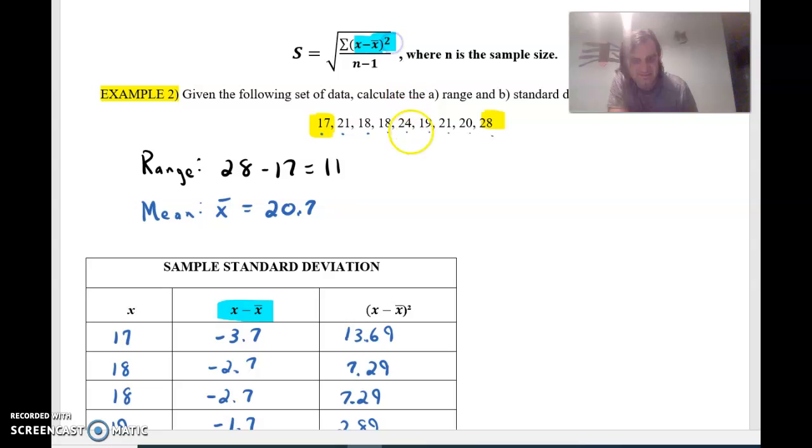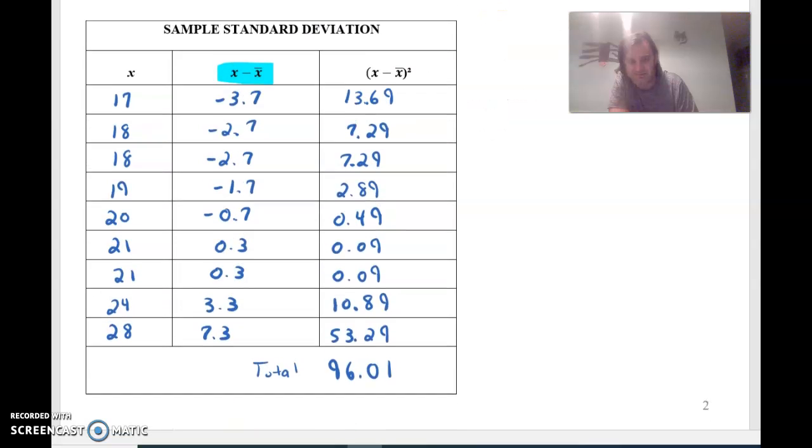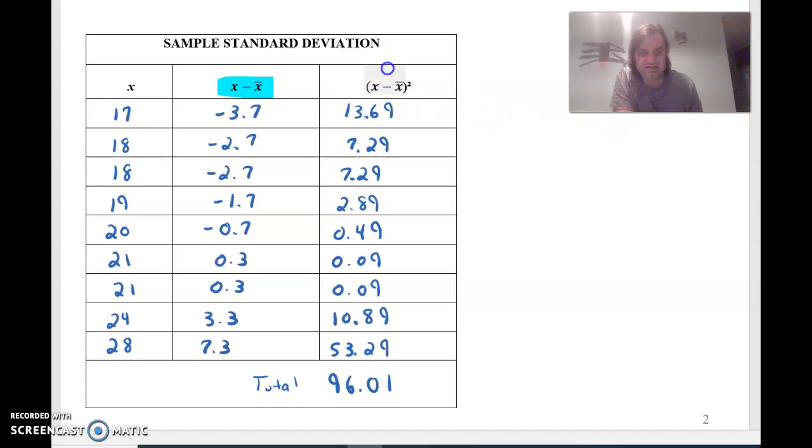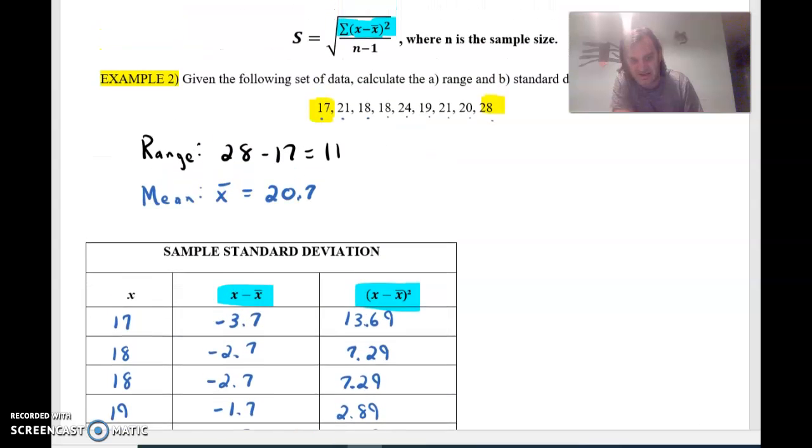And then that value gets squared. So you might see some negatives when we subtract, but when we square, they're all positive. Okay. And then this weird little symbol means to add them all up. So let me show you the table. You can pause the video and do this on your own and catch up. But I listed all the x values, all the data points I had over here. I subtracted the average, 20.7, from all of them. And then I squared all those values. And then I've added them up at the bottom and get 96.01. So we're almost there.